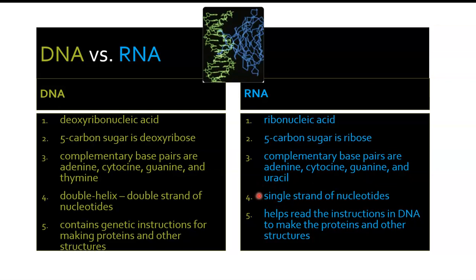Instead of being a double helix structure, it's just a single strand of nucleotides, so one side, right? And you can see here's a picture of it up here, and it's just a single-stranded mess like spaghetti. And instead of containing our genetic information, it helps read the instructions that are already in the DNA and then tells our cells how to make proteins and other structures. So remember, DNA holds the instructions, RNA reads and deciphers the instructions and tells the cells what to do with those instructions.